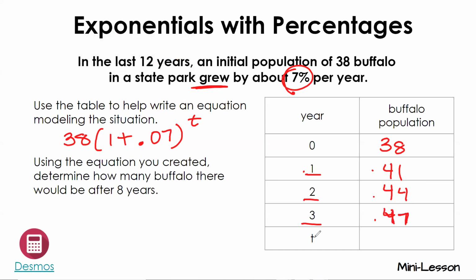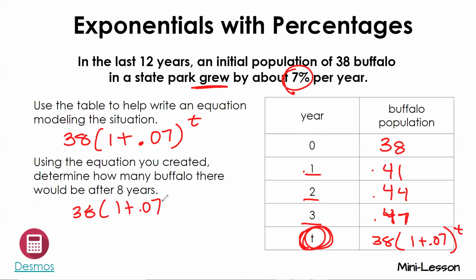So it's 47. Now, whatever they say for t, all they're asking you to do is just write this equation out. So they're asking you to say 38 times 1 plus 0.07 raised to the t power. That's it. And then it says, using the equation you created, determine how many buffalo there are after 8 years. So all you're going to do is plug in 8 for t. Take a second, type that into your calculator. And how many buffalo did you get? I think it's 65.